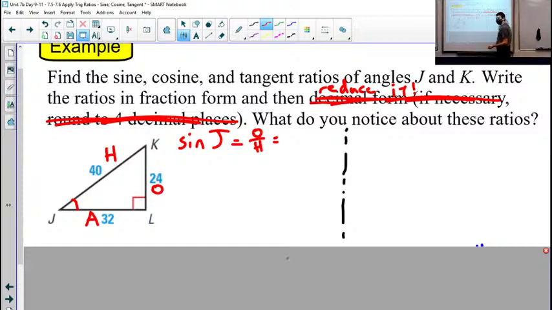So now we're going to plug in what the numbers are. Opposite across from J is 24. Hypotenuse is 40. And then I'm going to reduce these fractions. In all of these cases, you're going to be able to reduce them by dividing them all by 8. These are all divisible by 8. So if I divide all these by 8, 24 divided by 8 is 3. 40 divided by 8 is 5. 3 over 5. That's sine of J.